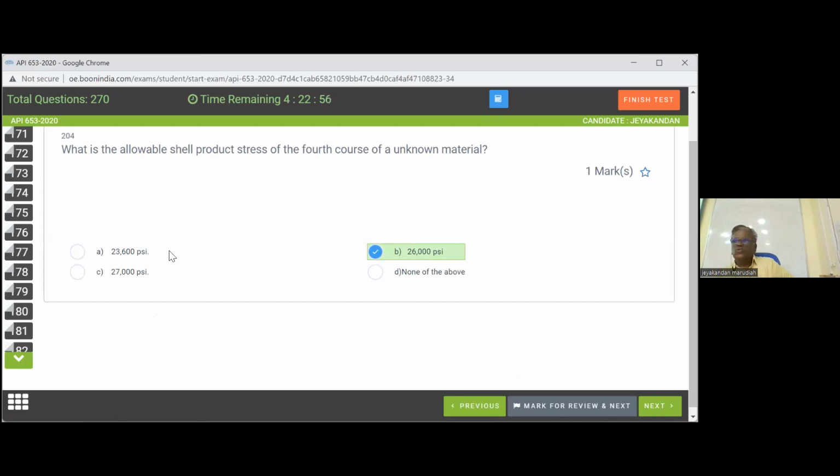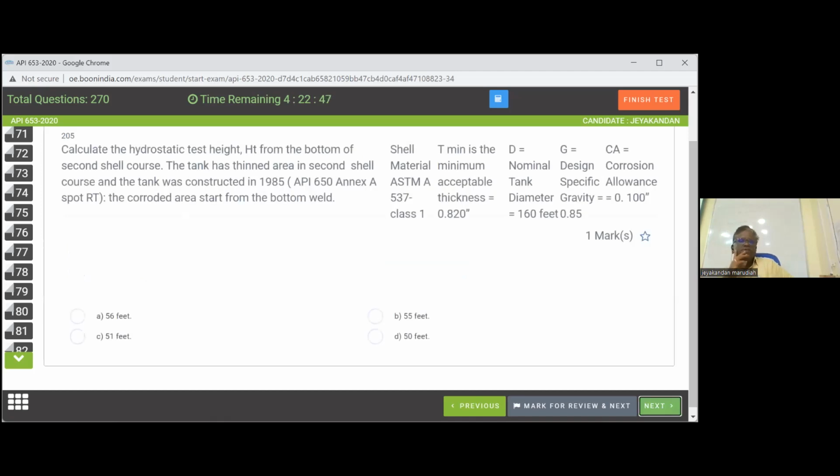26,000, because for the first two courses there is a separate value, and for the third and above there is a separate value. Okay, next one. Calculate the hydrostatic. I think we calculated that yesterday.